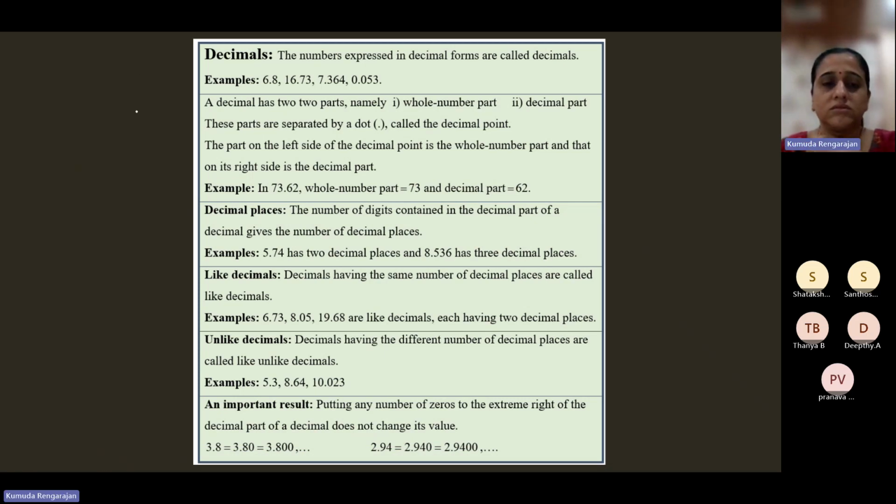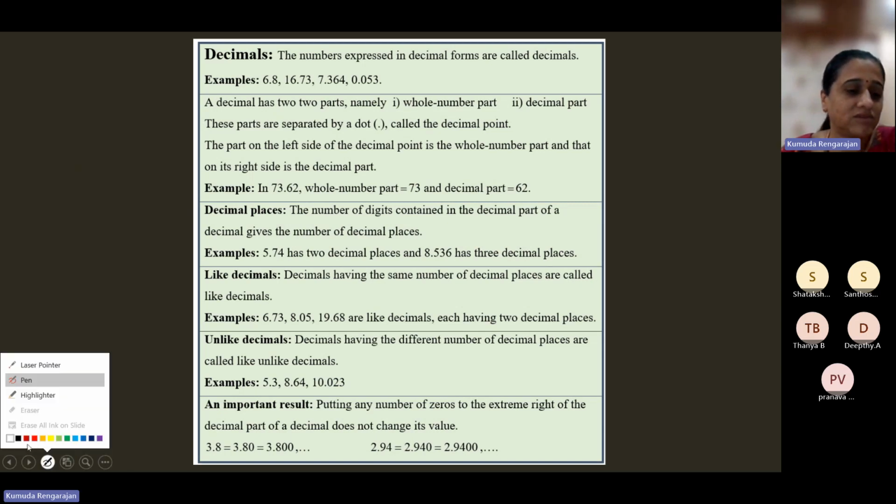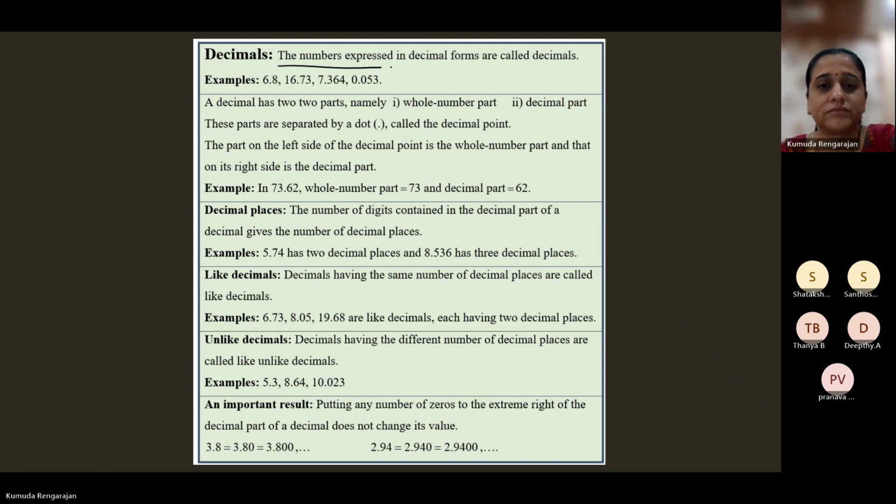Okay. So decimals, again, this term is not new to you. You have seen decimals last year. Numbers that are expressed in the decimal form are called decimals. You can see some examples here: 6.8, 16.73, 7.364, 0.053. It's important to know how to read them.